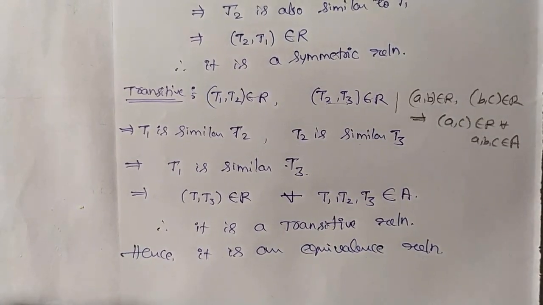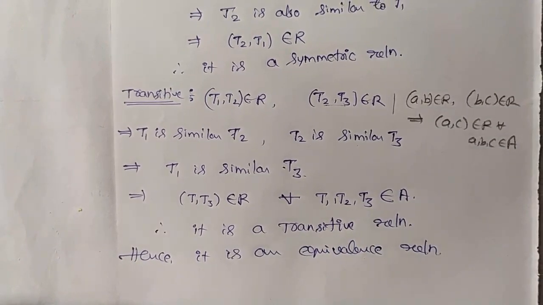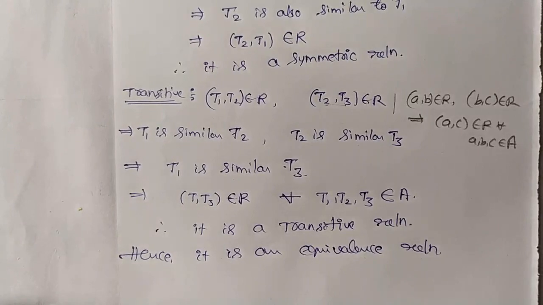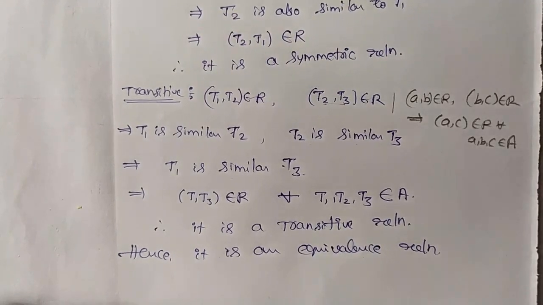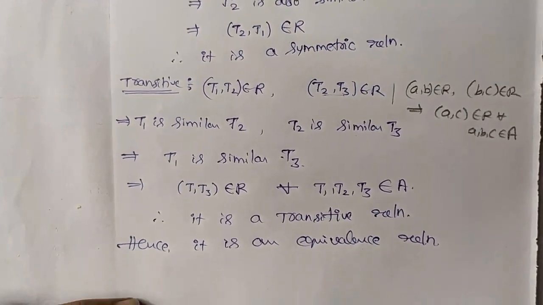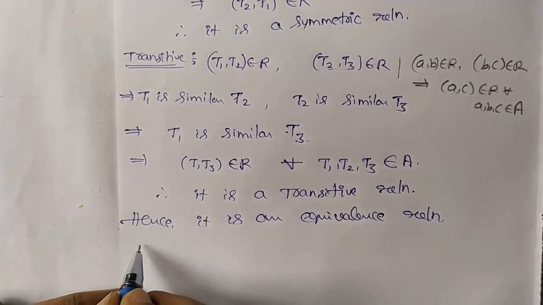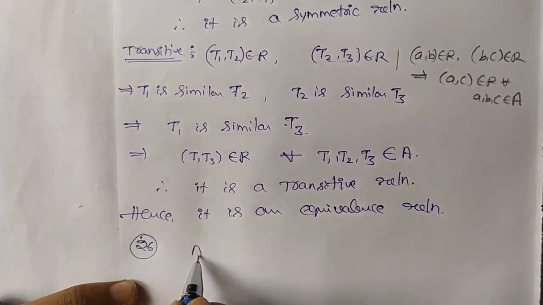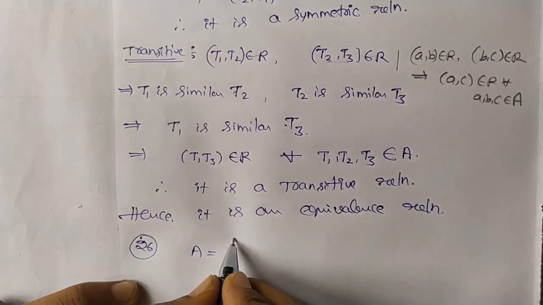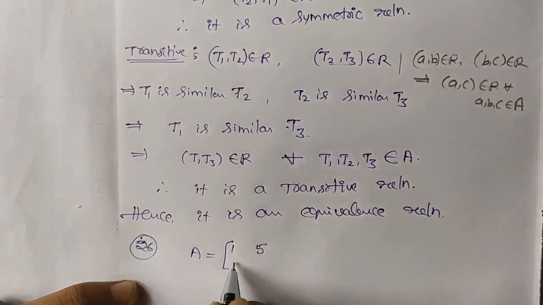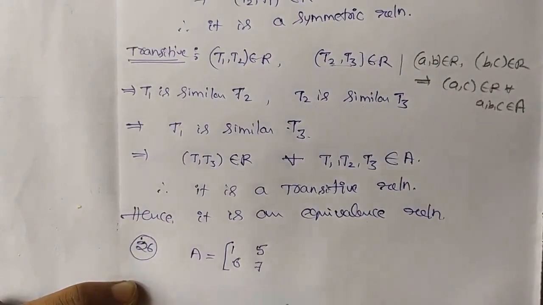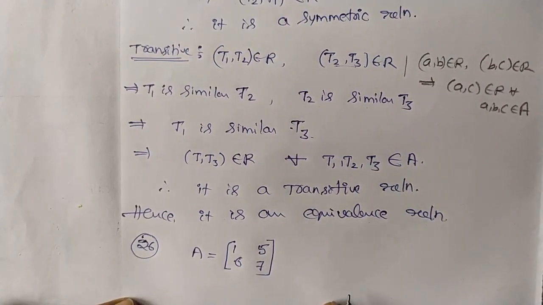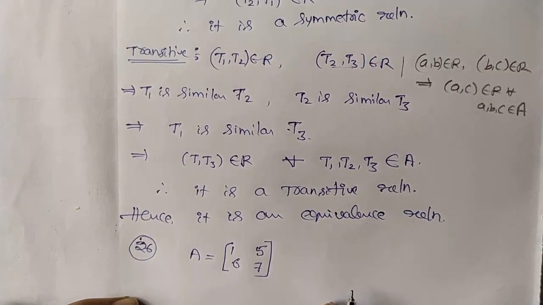So this is the solution for this question. Next, see the 26th question in your question paper. For the matrix A, 1, 5, 6, 7, prove that A plus A dash is symmetric and A minus A dash is skew symmetric.